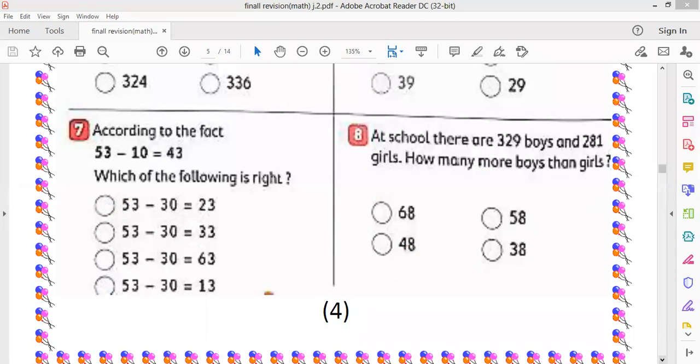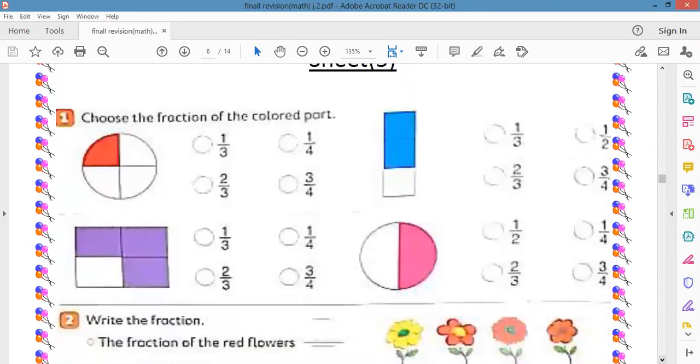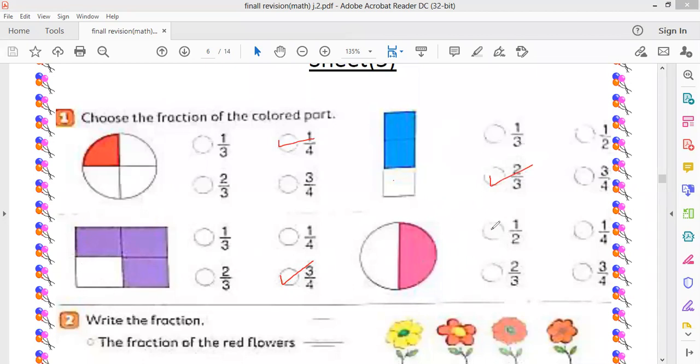Open page number 5. Choose the fraction of the colored part. Look at the first one. Excellent. 1 over 4. And the third. Okay. And here we have what? Excellent. 3 over 4. And this shape, 2 over 3. And this shape, 1 over 2. Excellent.